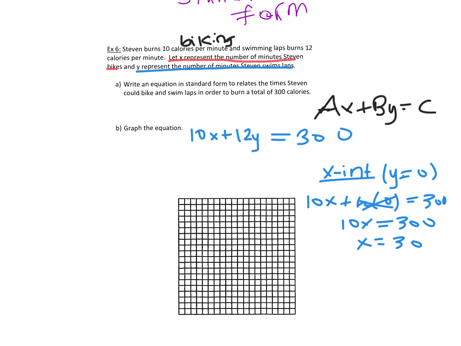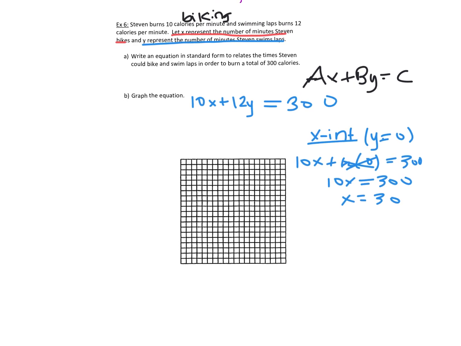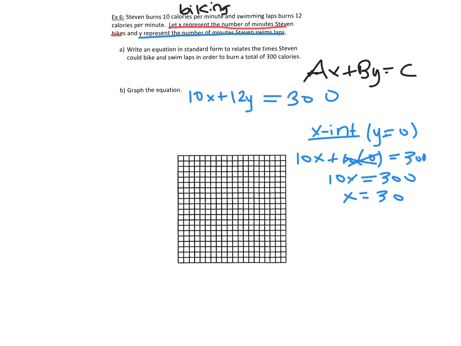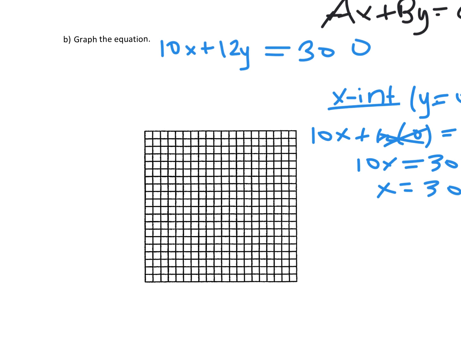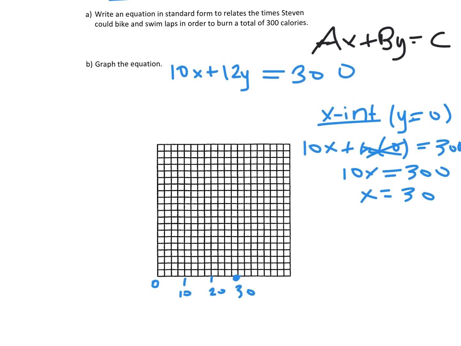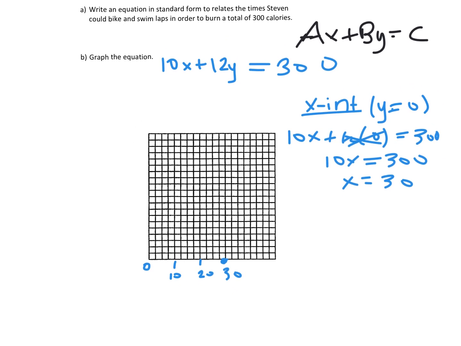So when I graph this, on my x-axis here, I need an x-intercept of 30. So I'll make every 4 squares represent 10. So this is 0, this will be 10, 1, 2, 3, 4, 20, and then 1, 2, 3, 4, 30. And this will be my x-intercept at 30. And x is the number of minutes that he bikes, so I'm going to label that also, number of minutes biking.